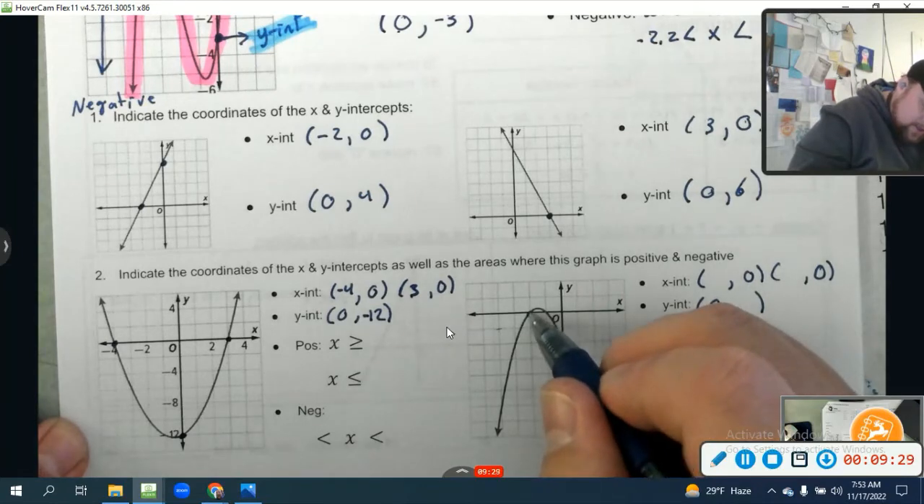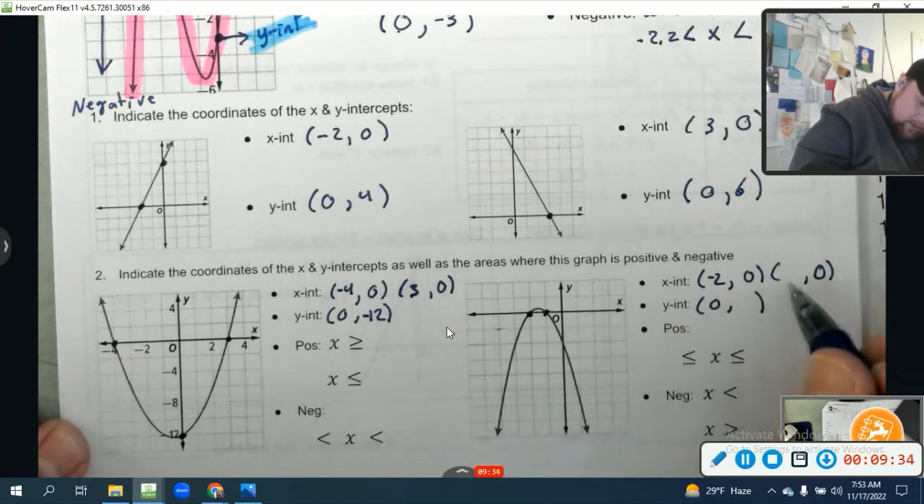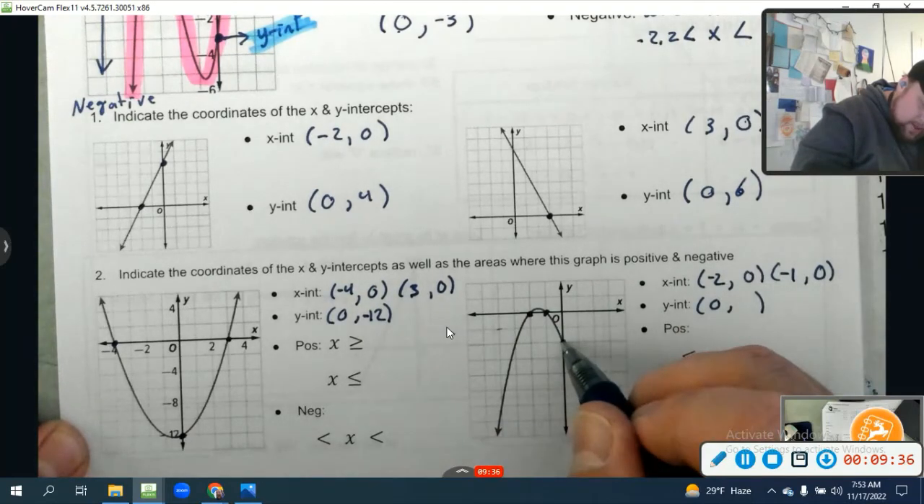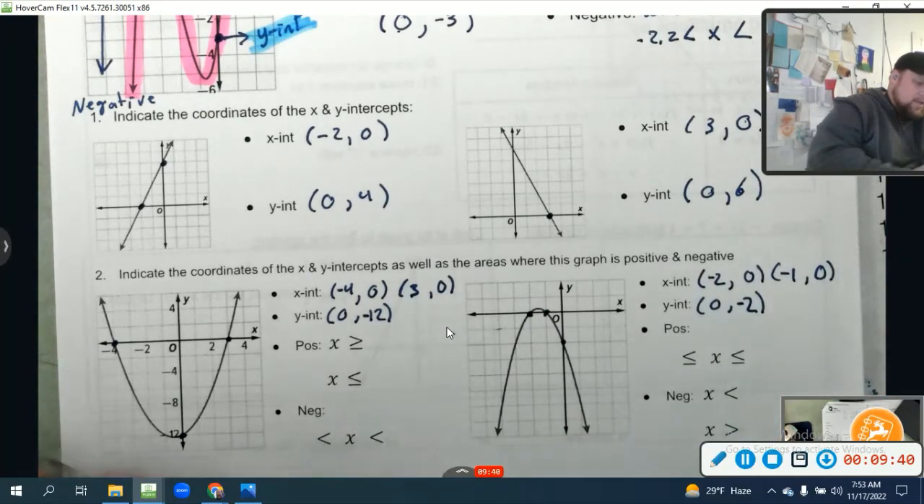See an x-intercept here at -1, 2. And another x-intercept at -1. And then I see my y-intercept here at -1, 2, -2. Now let's talk about when it's positive versus negative.